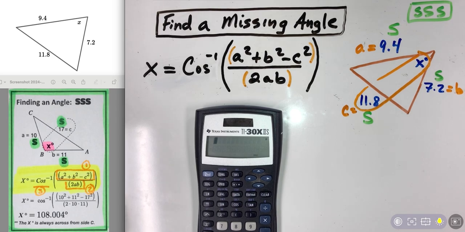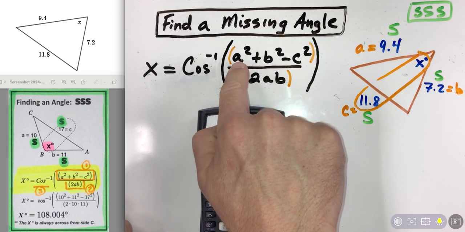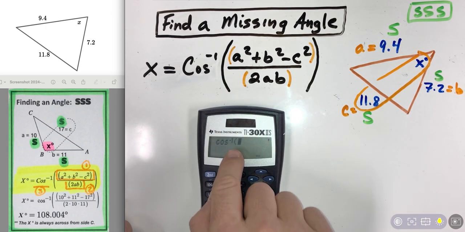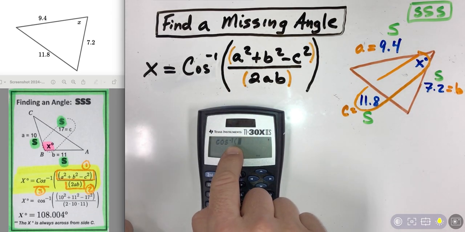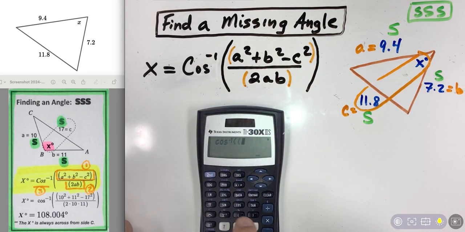Now from here, the rest of it is just a matter of taking the sides you've identified and putting them into the formula. Watch as I do that. So I'm going to go to my calculator. I'm going to press second cosine, and then I put in A squared. Now, before I do that, notice your calculator already gives you one pair of parentheses. I need another pair of parentheses to start the numerator of this fraction. So I'm going to press parentheses, and now I'll start putting my A, B, and C information in here.